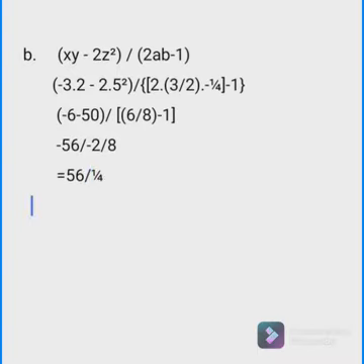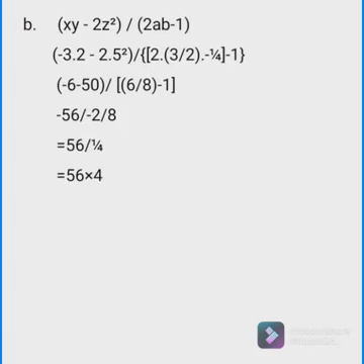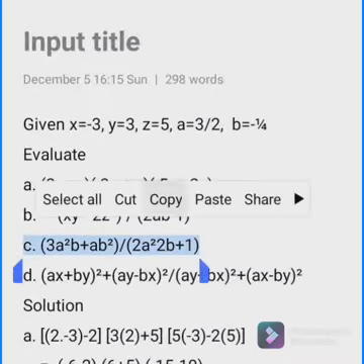So it will be 56 all over 1/4, which is 56 times 4. So the final answer will be 224.